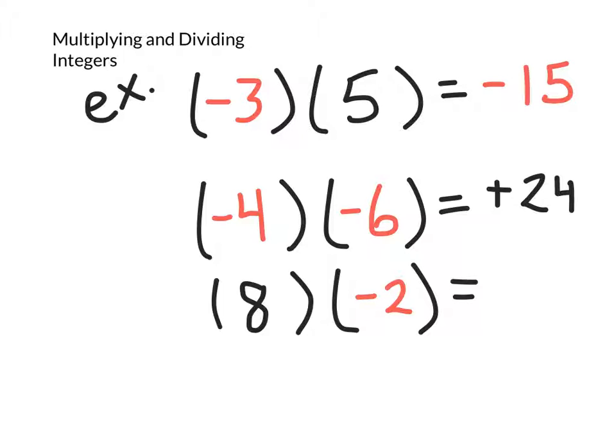Once again, I have a positive times a negative. That is the opposite of a positive, which is going to actually give me a negative, and 8 times 2 is going to give me 16.